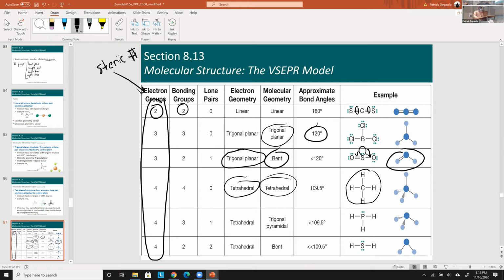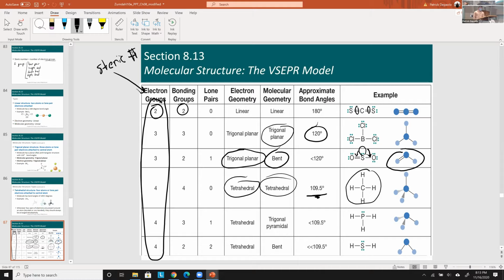A tetrahedron is something in 3-dimensional space where all 4 points are as far away from each other as possible. And the angle is actually pretty important to know, 109.5. That is the key angle for tetrahedral. It's important to know that one at least, and the simple ones, such as 120 and 180. I know that the bent is going to be less than 120.